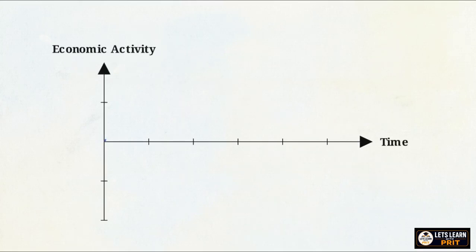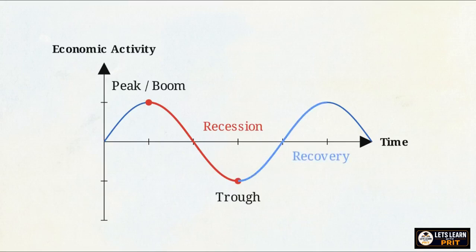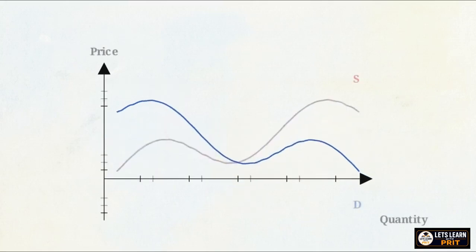The business cycle follows a specific wave pattern. It moves from a peak or boom into a recession. It hits the trough, the lowest point, before entering the recovery phase.